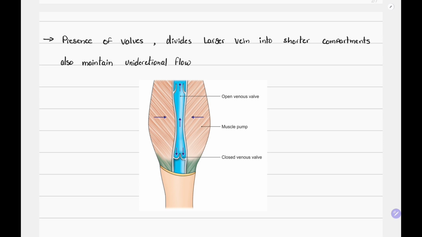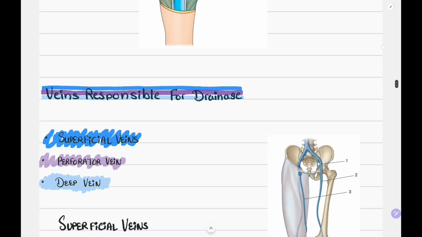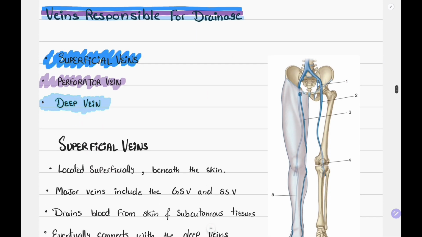Now before deeply diving into the mechanism of venous drainage of lower limb, you need to have a basic knowledge of the types of veins responsible for drainage. The veins responsible for drainage are superficial veins, perforator veins and deep veins. We will be covering them one by one.